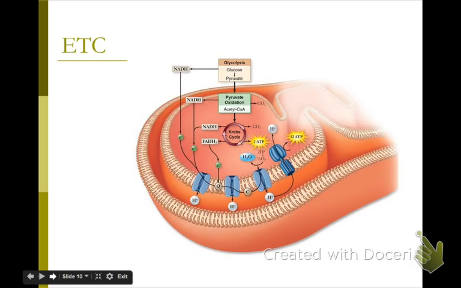Back to the electron transport chain. Sorry, that was a side note. Basically, the electron is being passed through. Every single time an electron is being passed through, what's being shot out? Hydrogens. So these hydrogens are being pushed out.